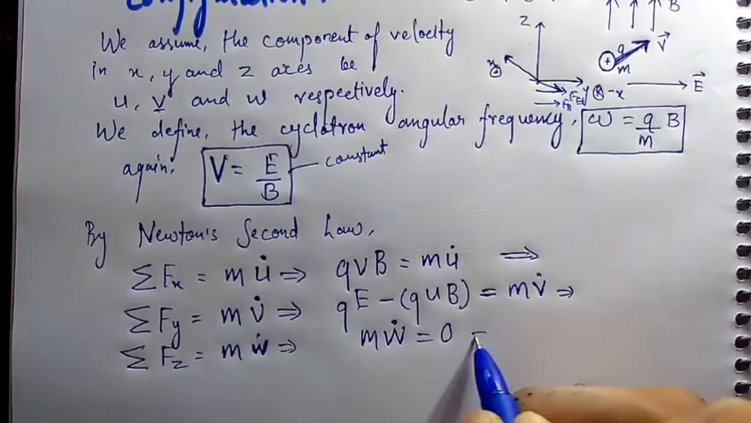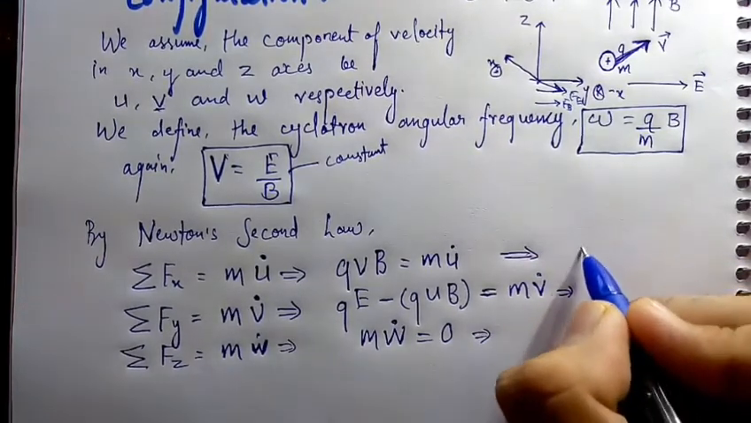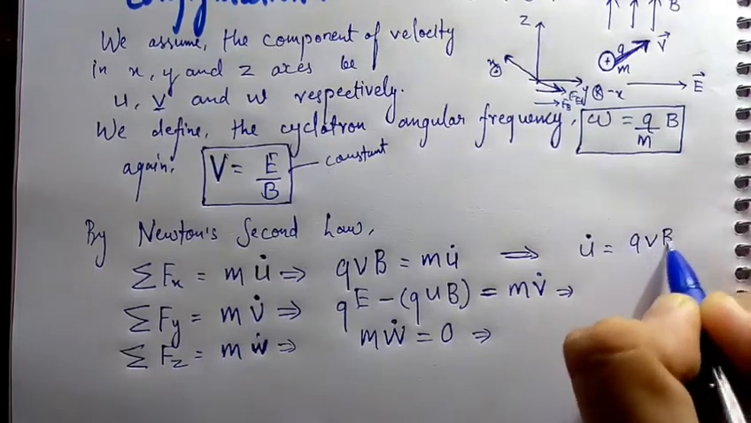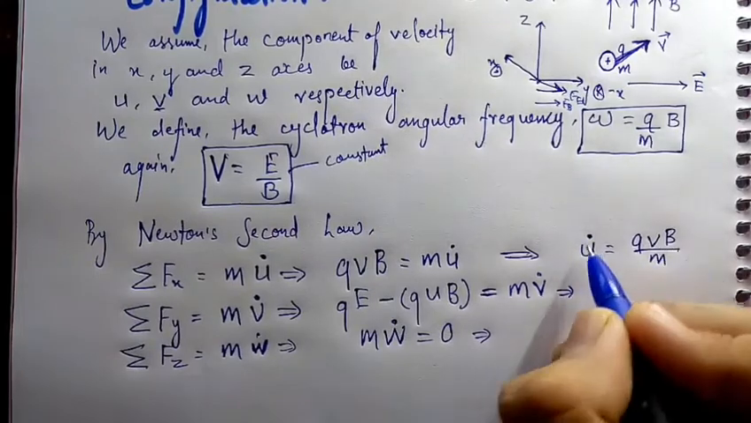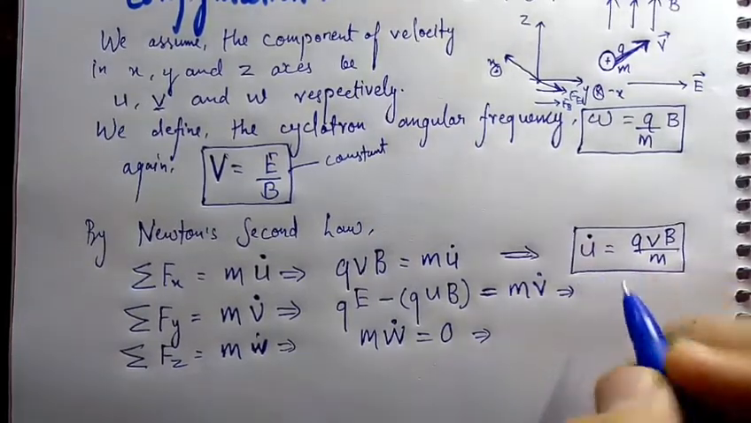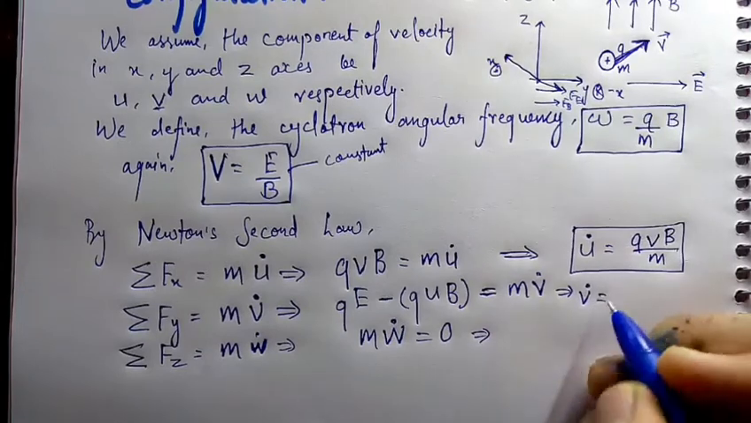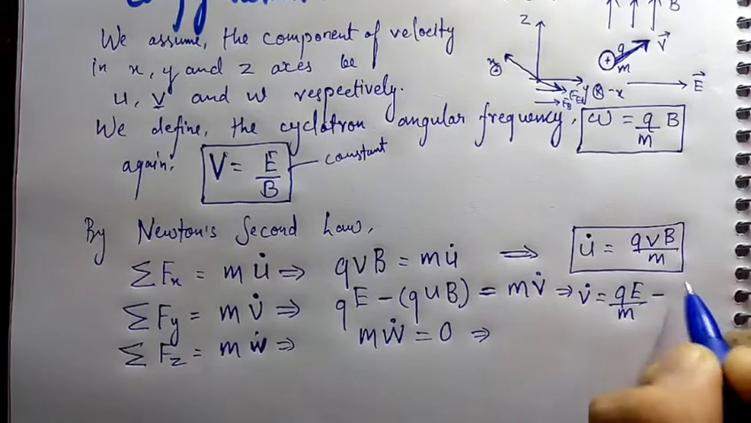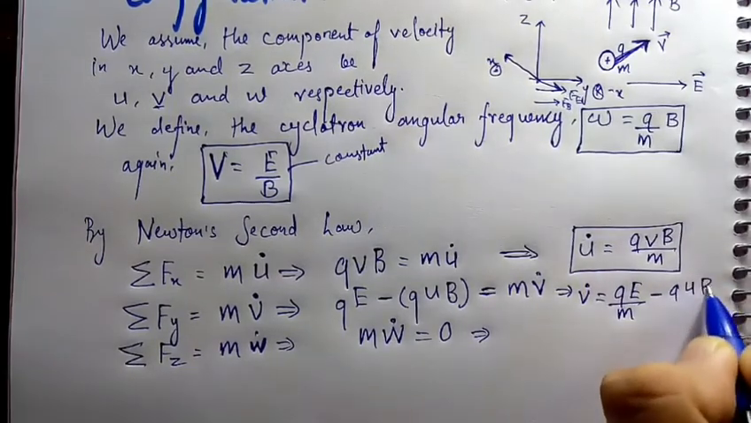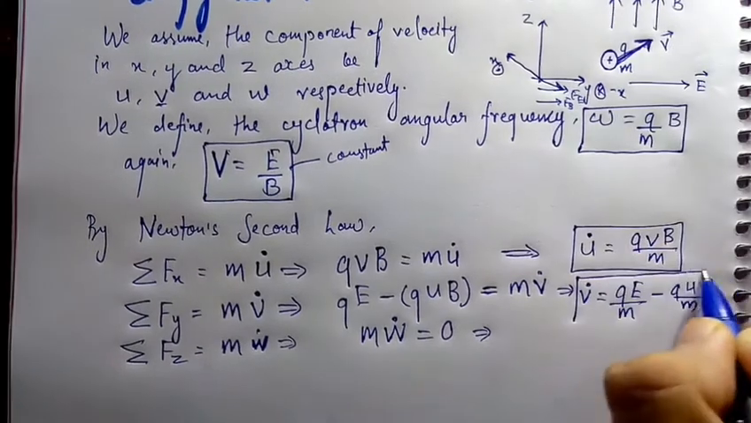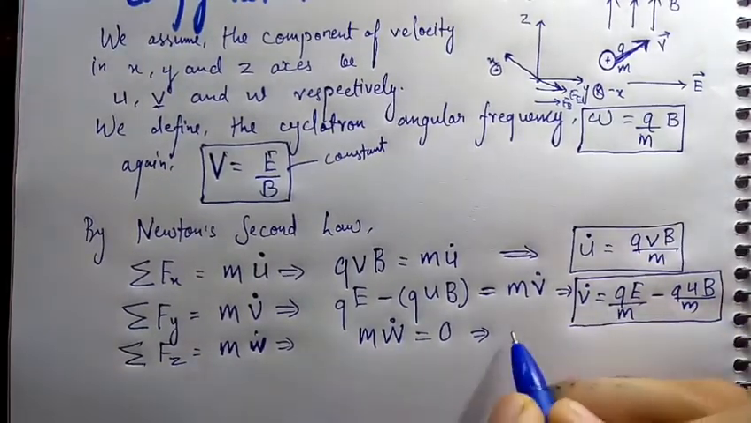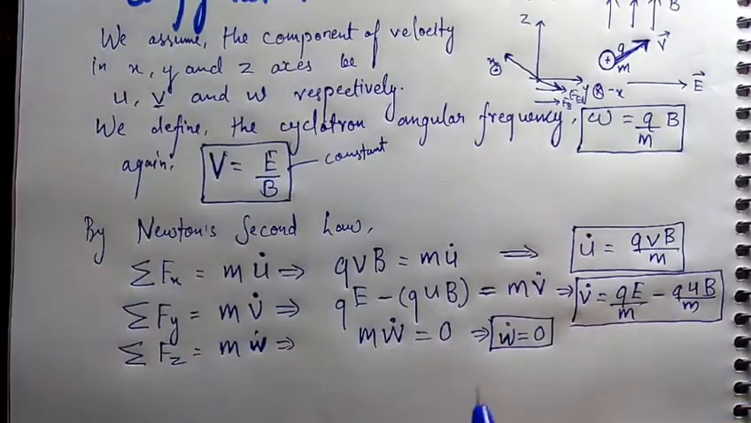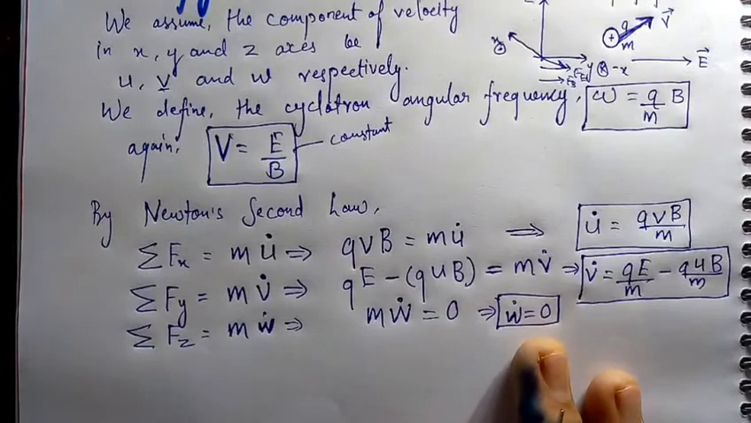From all these we get some good stuff. m v dot equals qE minus q u B, so v dot can be written as qE by m minus q u B by m. Let's box it here, so it will increase your attention towards it. This is going to be 0. Mass is not 0 here. Of course, this is not a photon.